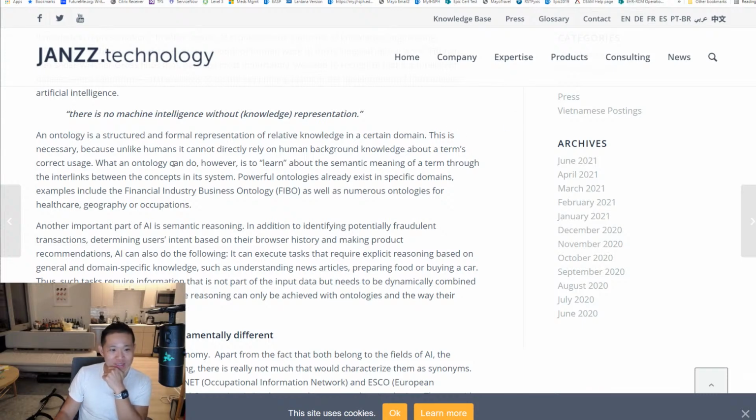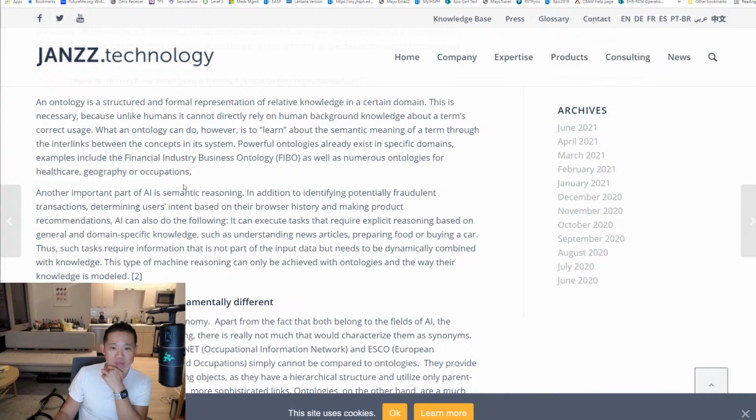This is necessary because, unlike humans, it cannot directly rely on human background knowledge about a term's correct usage. What an ontology can do, however, is to learn about the semantic meaning of a term through the interlinks between the concepts in its system. Let me read that one more time. This is necessary because, unlike humans, it cannot directly rely on human background knowledge about a term's correct usage. What an ontology can do, however, is to learn about the semantic meaning of a term through the interlinks between the concepts of a system.